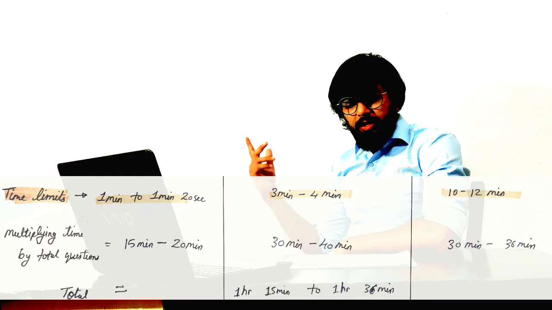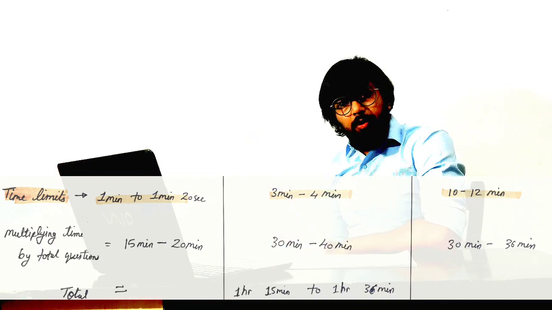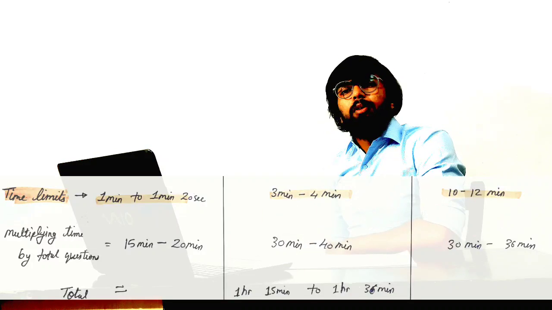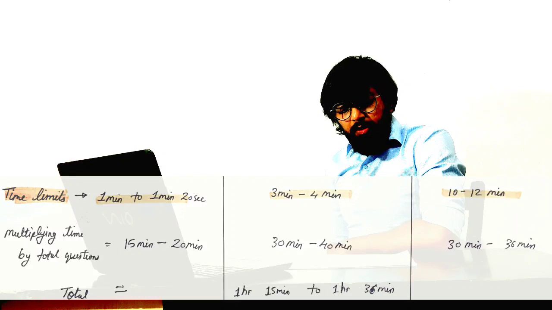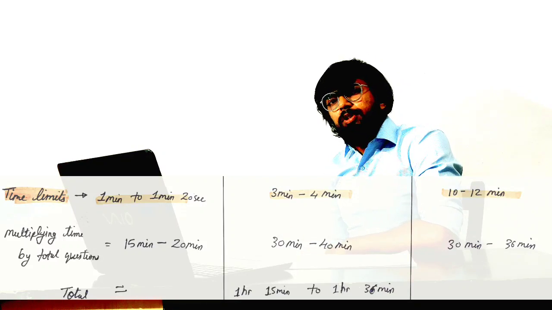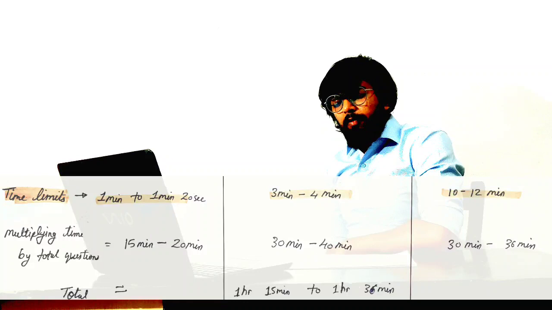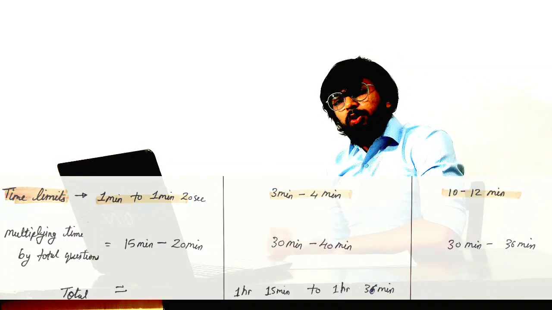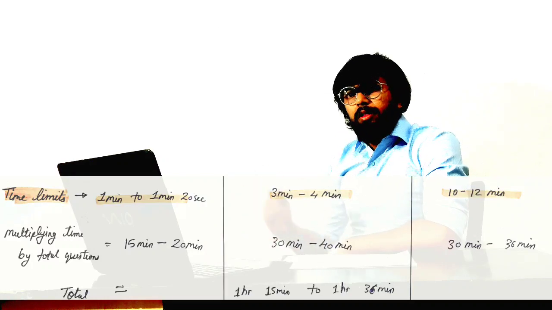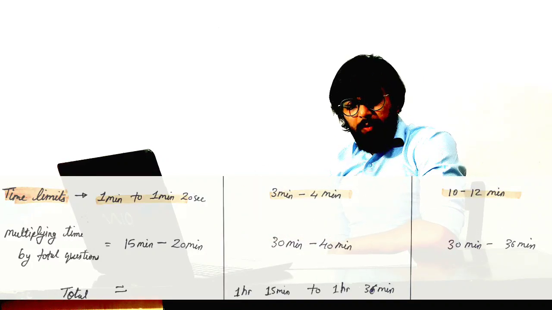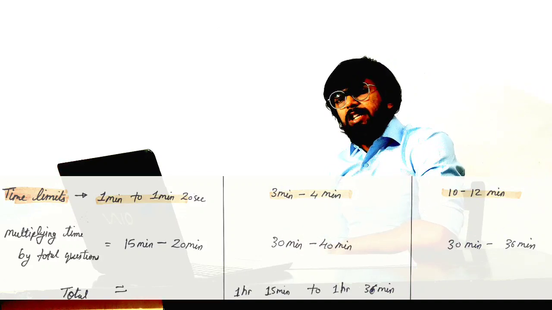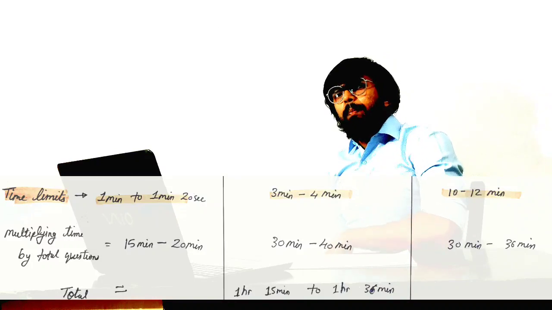If you look at the pop-up on my side, you will see that we multiplied the time limits with the total number of questions. The time required for writing 3-markers will be 15 to 20 minutes. For 6-markers it will be 30 to 40 minutes, and for 15-markers it will be 30 to 36 minutes, if we calculate the lower and upper sides of the time limits. The total comes to around 1 hour 15 minutes to 1 hour 36 minutes.